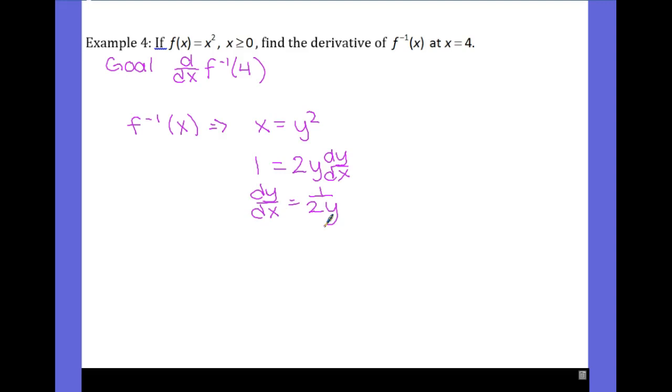So f inverse prime at 4 is really like finding dy dx when y equals what? Well, we'd have to plug 4 in. 4 squared is 16, so this is really like when y equals 16.